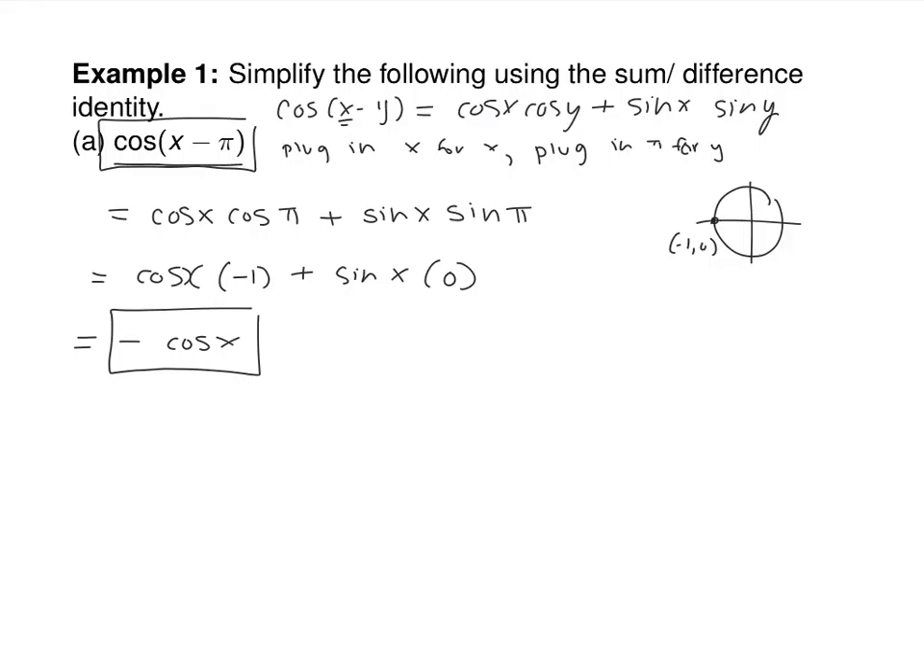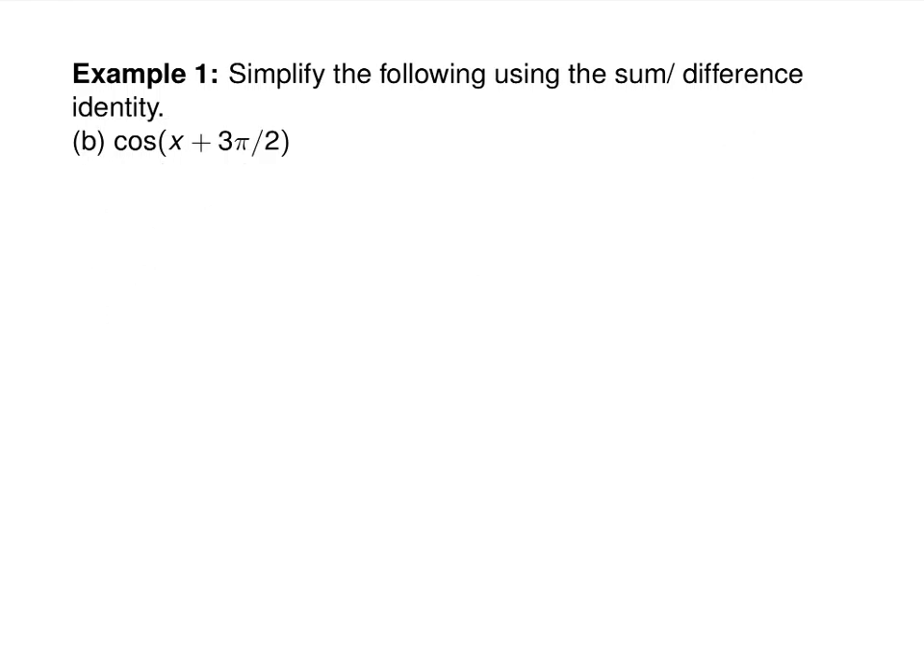Oh, the next one's a little bit tricky. So why is the next one a bit tricky? What did our formula have in the middle? Minus. It had a minus. So here's how you make this have a minus. You make it x minus -3 pi over 2. Does that make sense? That trick comes up in calculus all the time, so it's a good one to know. So you plug in x for x.